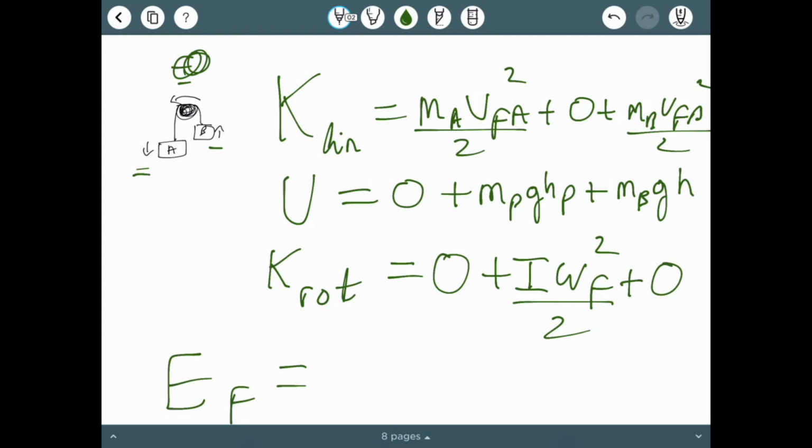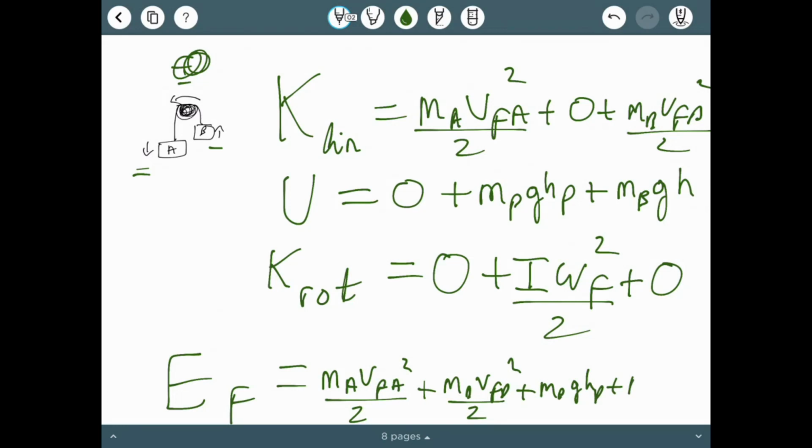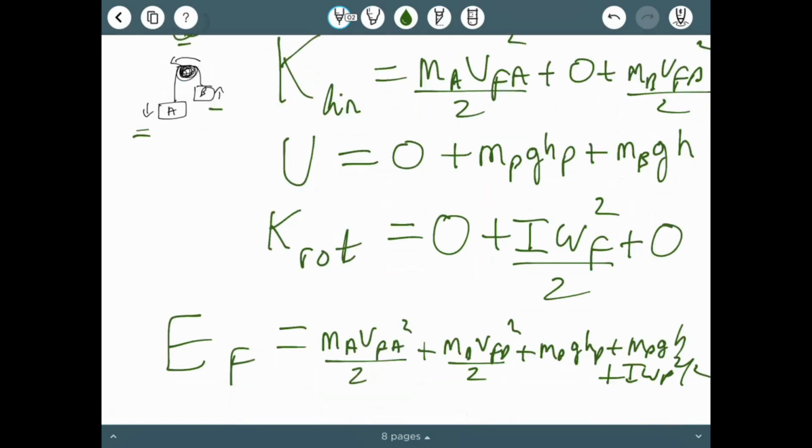So once again, we combine all of these expressions to get an expression for the final total energy. On purpose, I'm just going to keep the expression for the moment of inertia, because in this problem they could have given you, say, a hollow sphere or some other geometry which have a different moment of inertia. But everything in the problem would be solved exactly the same way.